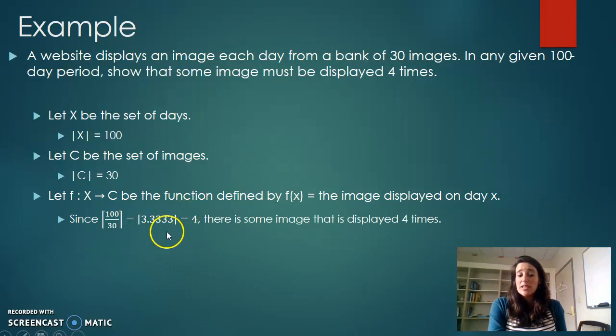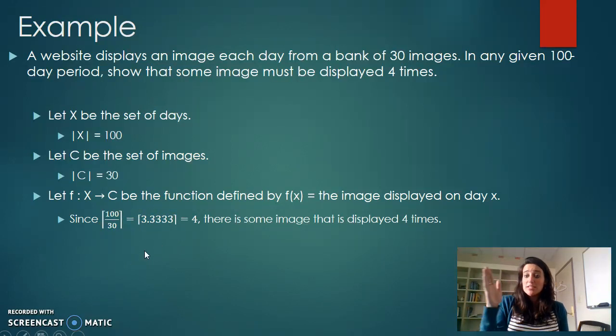Basically, if we only displayed every image 3 times, we would only be able to do that in 90 days. If we did a different one every day, and every image was used 3 times, that would be 90 days covered. But in a 100-day period, there's going to be 10 leftover days, so some image has to be displayed a 4th time.